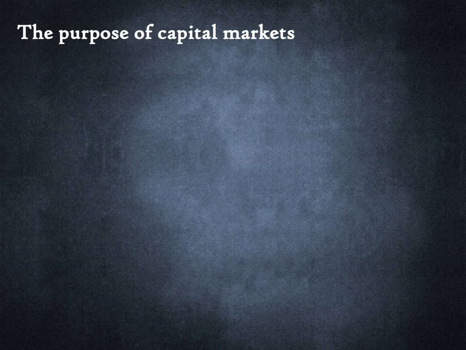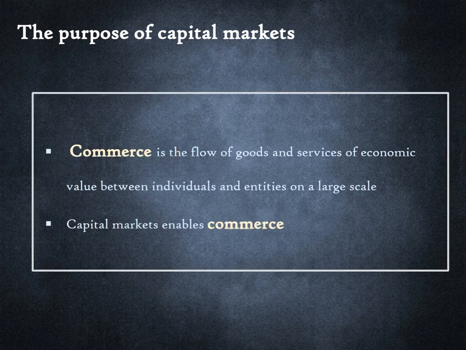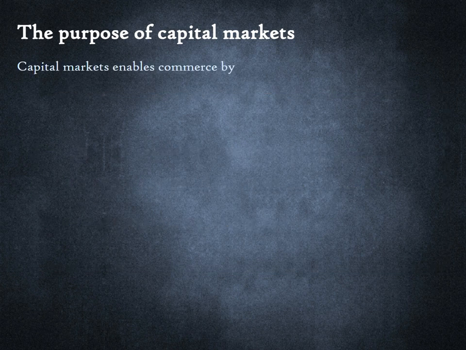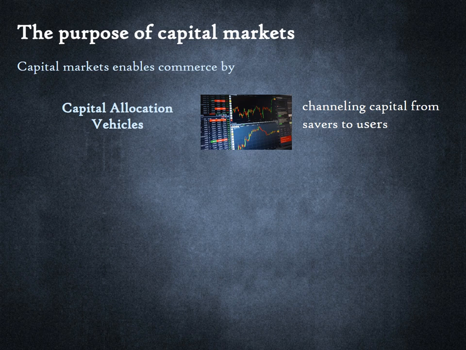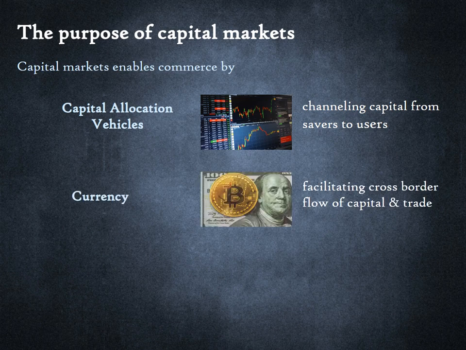When we look at various asset forms in capital markets, can we define an overarching purpose? The overarching purpose of capital markets is to enable commerce. Commerce is the flow of goods and services of economic value between individuals and entities on a large scale. Capital allocation vehicles allow movement of capital from savers to users of capital, who use the funds to finance investment and consumption expenditures. Foreign exchange markets facilitate cross-border movement of money, either for investment or exports and imports.